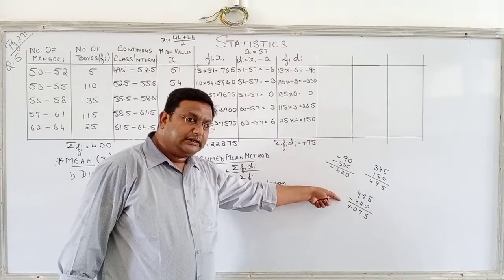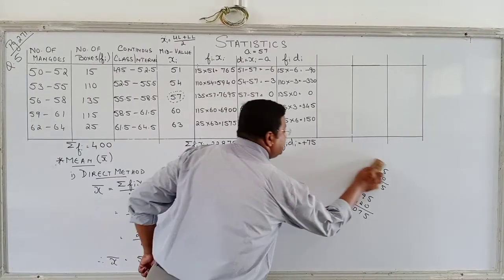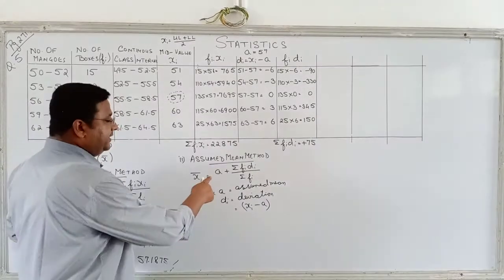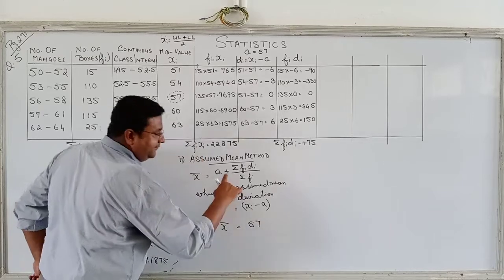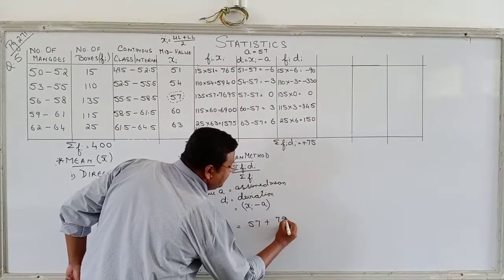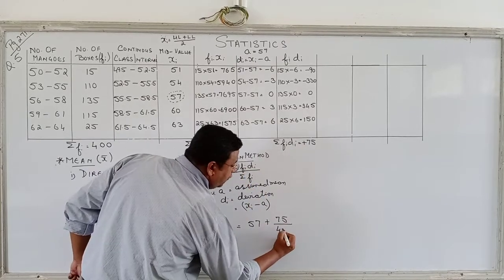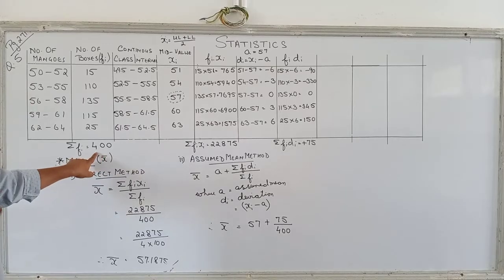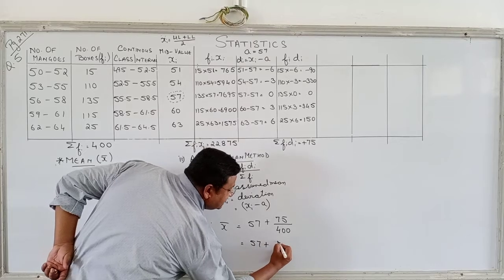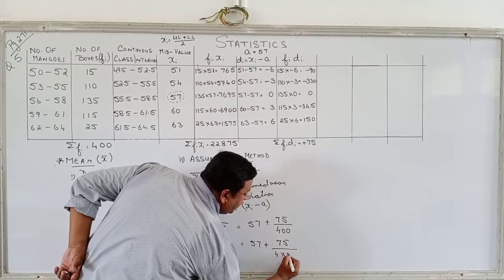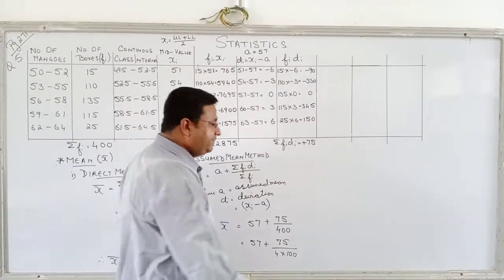Clear? Correct? Substitute the values in the formula, do the calculation, you will get the same result. Check. So therefore x bar is equals to A 57 plus sigma fi di 75 upon sigma fi 400. It is the same as this. Again, if you have a problem, 57 plus 75 upon 4 into 100. I hope everyone can calculate 75 by 4. Can we divide 75 by 4?